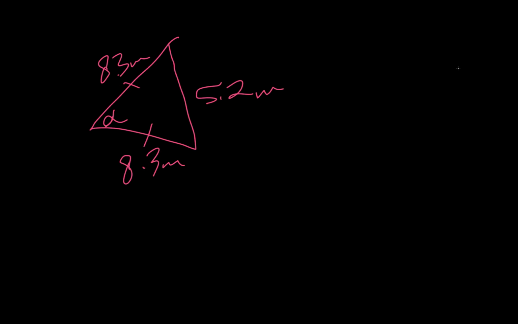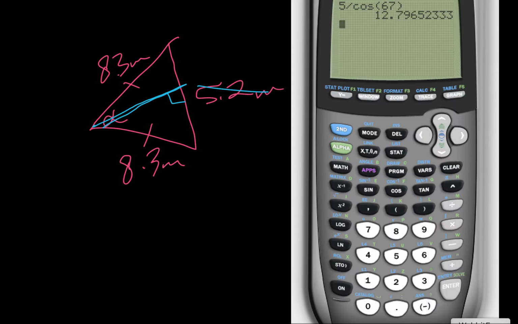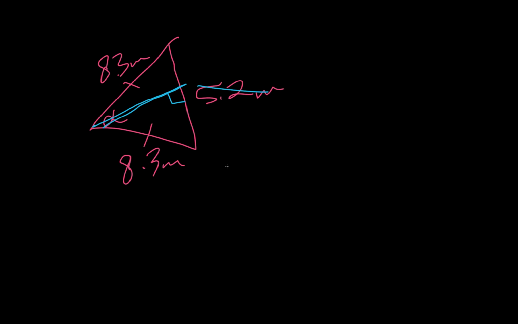Okay? Now, we've only learned about right angle trigonometry, so once again, we're going to drop this down, create a right angle right there, and we cut this in half. So we get 2.6, I believe, right? 2.6 for each of these sides. 2.6, 2.6. And that cuts that angle in half as well. So we're going to call this angle alpha over 2.